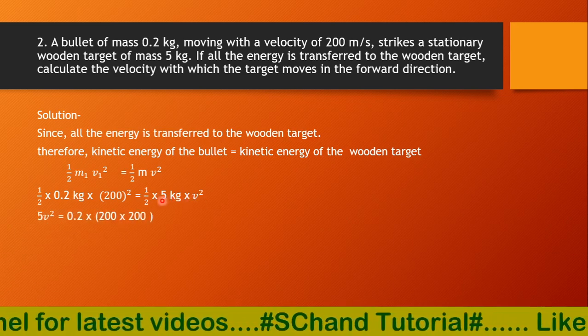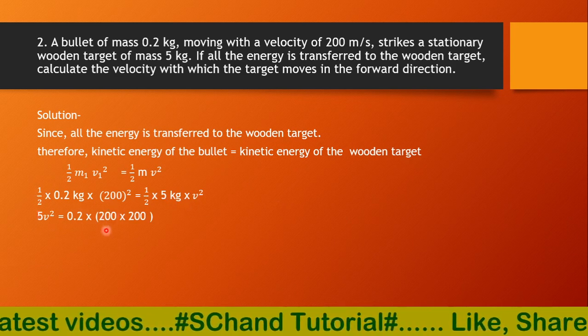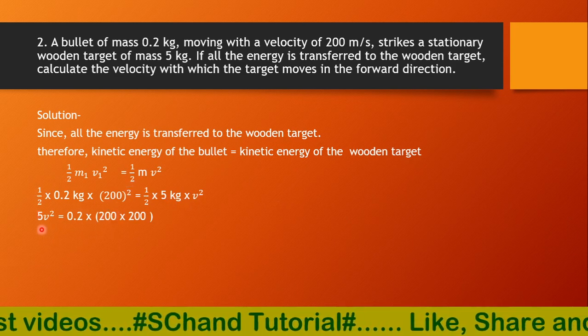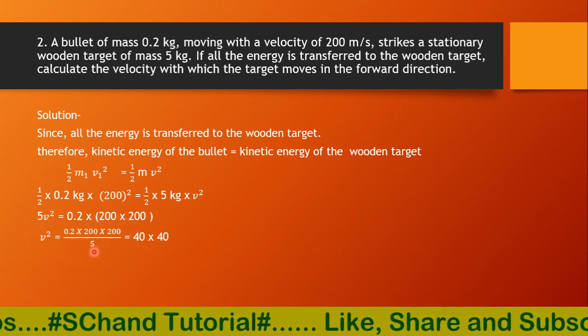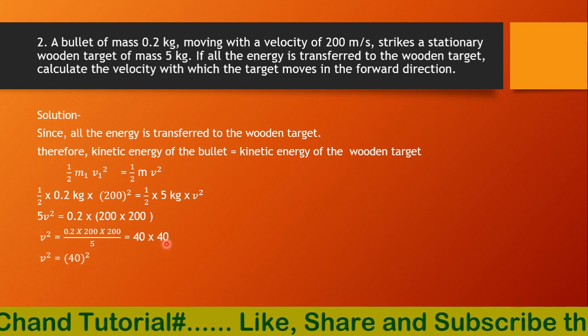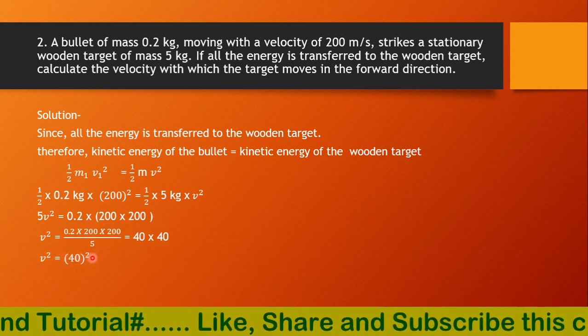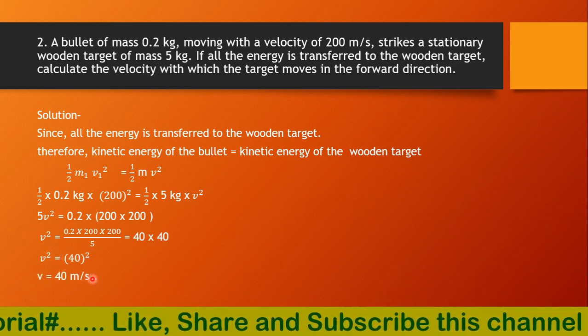So it is 5v square, the half cancels. 5v square is equal to 0.2 into 200 square. So v square is 0.2 into 200 square over 5. So it will come out to be 40 into 40. So v square is equal to 40 square. Square and square cancel, so v will be 40 meter per second.